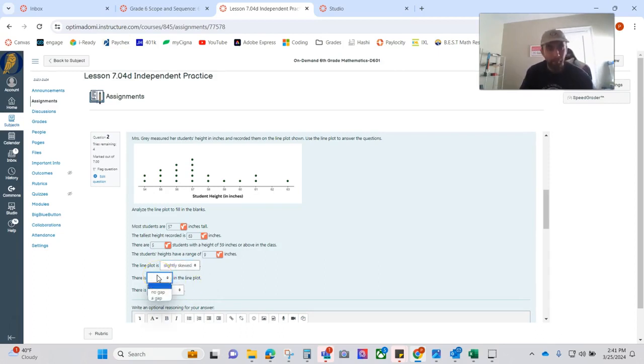Is there a gap? A gap is like, watch out for the gap, watch out for the hole. I think there is a gap because there's a number with no dots on it. There is a gap.